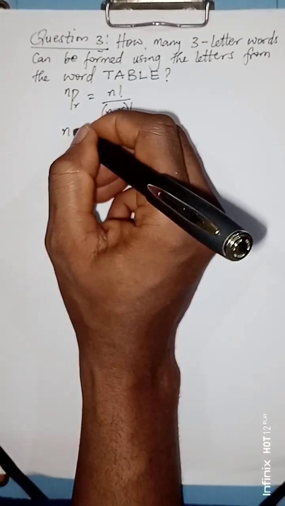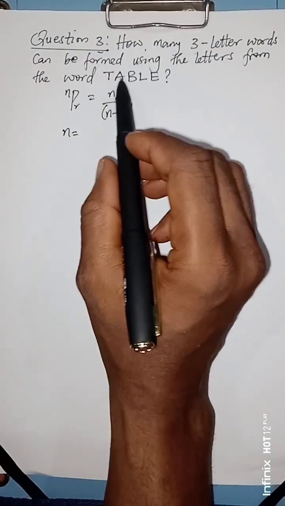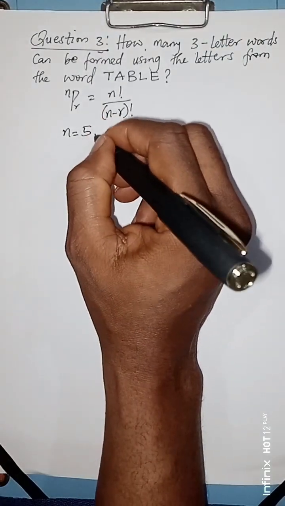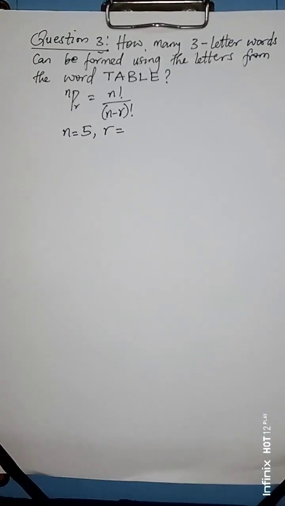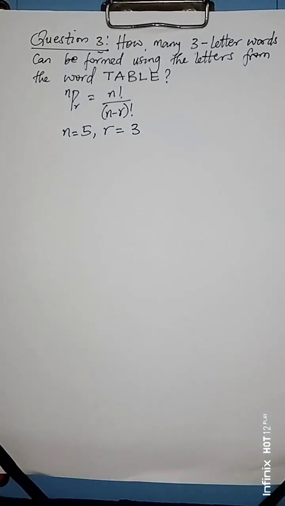Now, what's our n in this question? Remember what the n stands for: the total number of different items you have there, which is TABLE, 1, 2, 3, 4, 5. Then what is r? r is the number of items to be arranged. So in this case, what items are we arranging? The question says 3-letter words. How many 3-letter words can be formed using the letters from the word TABLE? Which means our r is equal to 3. So that is the number of items to be arranged from the 5-letter word TABLE.